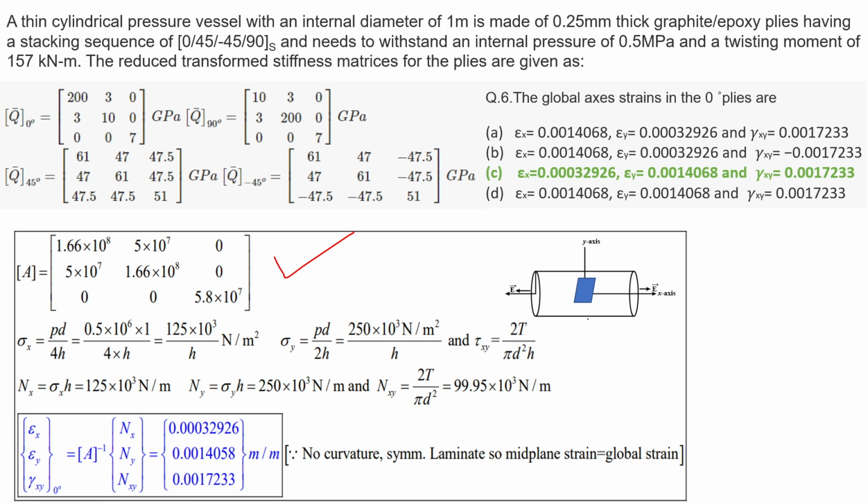Now as there is no value of curvature given, so the midplane strain will be equal to the global strain. So the midplane strain is equal to inverse of A matrix multiplied by the load. Load values we already know, A matrix we already got. From that we will get the global strain for the 0 degree ply. So midplane strain will be equal to the global strain, and that will be same as for the 0 degree ply. So from that we will get the values.